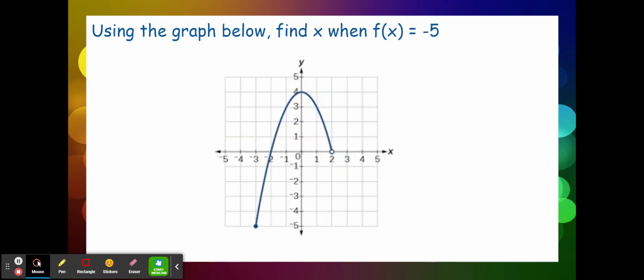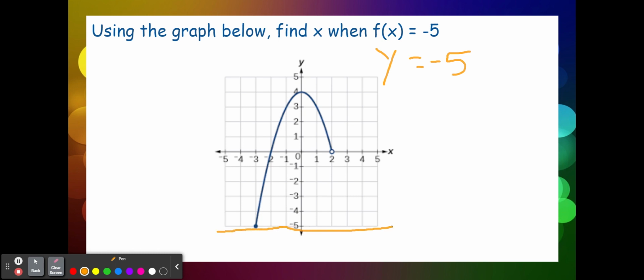Next one, use the graph below to find x when f of x equals -5. So we need to make sure we know that this says y is equal to -5. So looking on our graph, here is y is -5. Where does it hit our line? Right here. What is the x value? The x value is -3. So my ordered pair would be -3 comma -5.